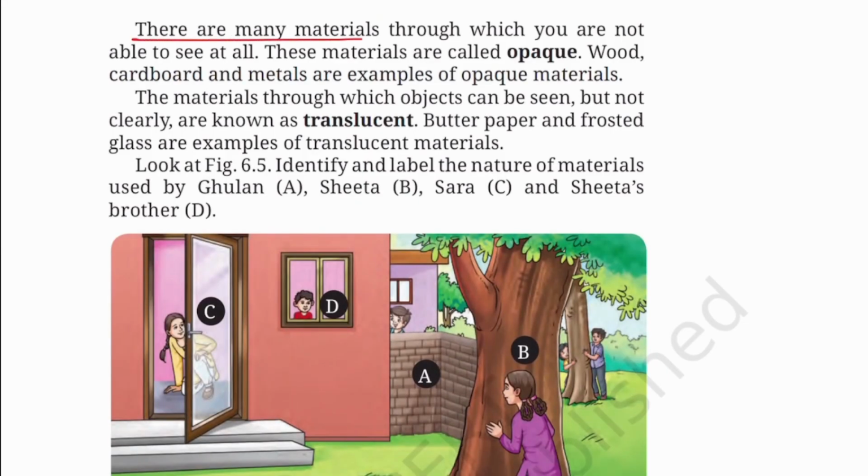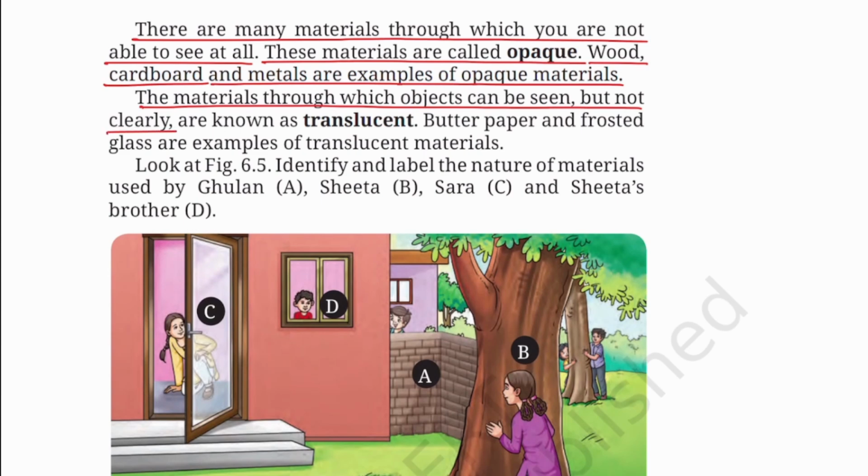There are many materials through which you are not able to see at all. These materials are called opaque. Wood, cardboard and metals are examples of opaque materials. The materials through which objects can be seen but not clearly are known as translucent. Butter paper and frosted glass are examples of translucent materials.